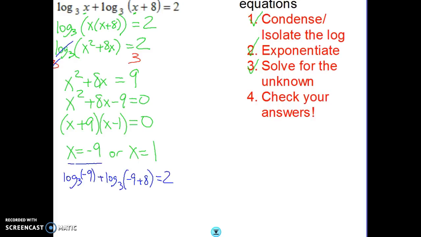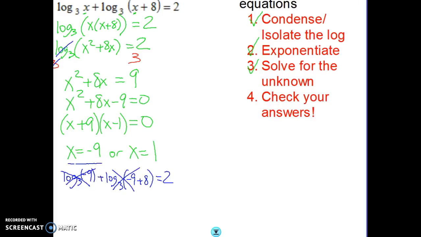There is no answer to this log, because there is no exponent that 3 can be raised to that gives us -9. So this automatically is impossible. This actually also ends up being log base 3 of -1, which also won't work. We cannot do the log of a negative number. So -9 does not work.